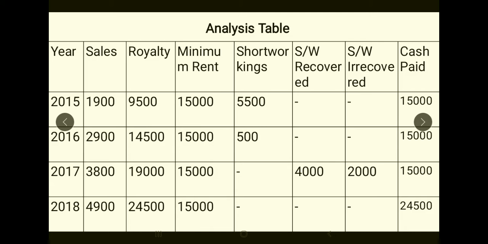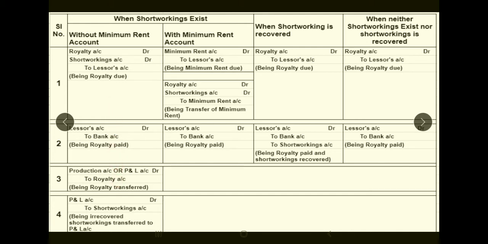Okay, I hope the analysis table is clear. Let's move on to journal entries. Now, in the first 2 years you have short workings and minimum rent account is not required. So the journal entry will be this one. Short workings exist, minimum rent account not required. So these journal entries you will pass.